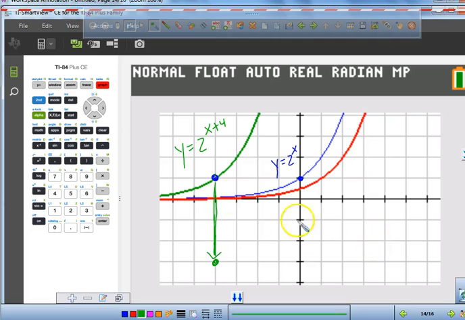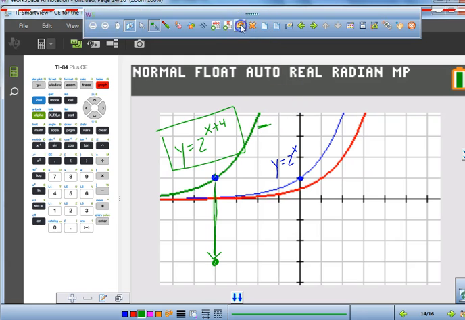Well, what I have to do today is make it go 4 units down and go through this point right here. I'd have to take this whole graph and do what with it? Take away what? Take away a 4. So watch what we're going to do.